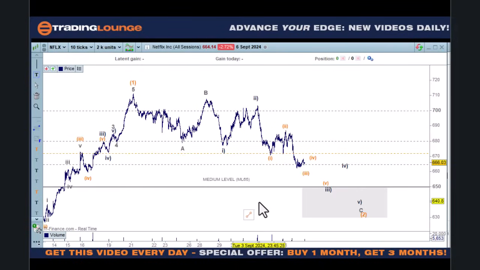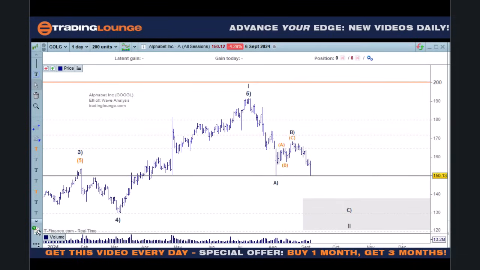Netflix. I've changed this count back again because I want to look at wave 2. I want to look at this as a zigzag pattern, a 5-3-5 pattern. So we'll be looking at something like this here. I can see 3 different ways to count all of this, right? So it doesn't matter. What we do know is that we need to come down here further. So we don't need to do anything just yet. As I mentioned last week, there was nothing to do last week unless you were going to short.